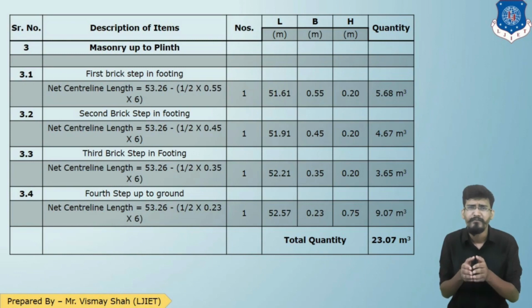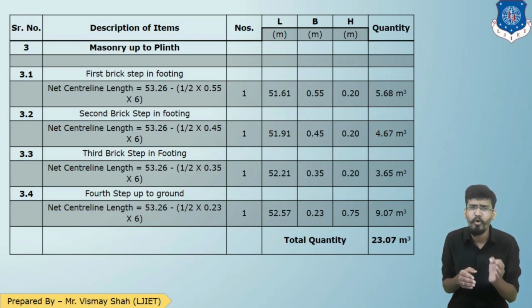For the first brick step in footing, the net centerline length will be 53.26 minus half into number of junctions 6 into width. Now we are working at the first brick step footing, and the width was 550, so 0.55. We'll get the length as 51.61 into 0.55 width into height. If you look closely at the section again, the height was 200. So we'll get the quantity as 5.68 cubic meter. And so as for brick step footing second and third.